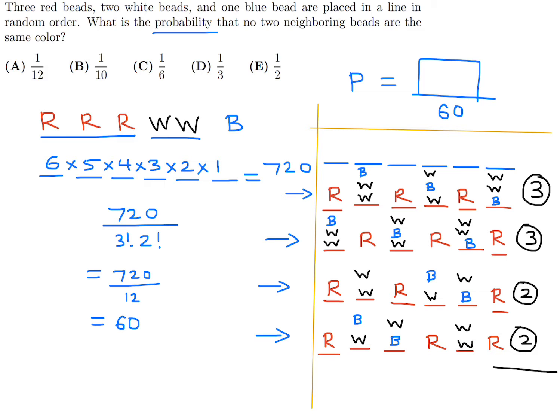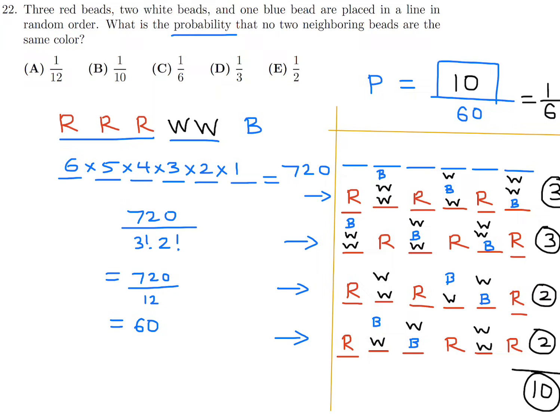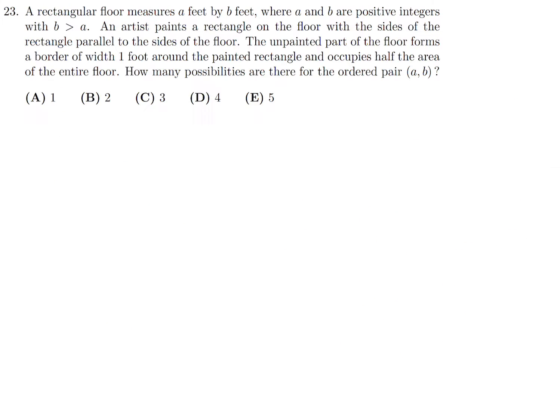So in a case-by-case way, I've shown that we've got 3, 3, 2, 2, which is a total of 10 ways of doing this. So our numerator is 10. And therefore overall probability in lowest terms is 1 over 6. So the answer to number 22 is C.